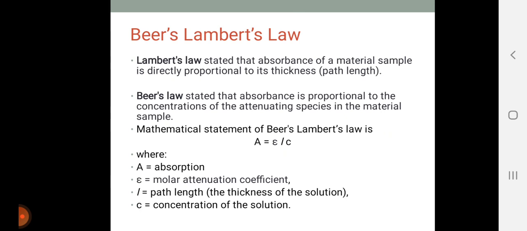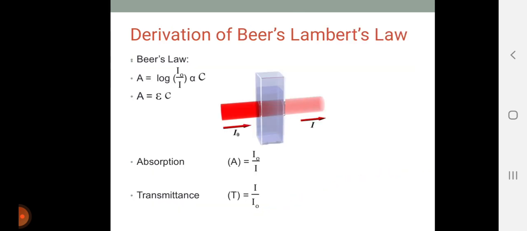Beer-Lambert's law. Lambert's law stated that the absorbance of a material sample is directly proportional to its thickness, which is known as path length. Beer's law stated that absorbance is proportional to the concentration of the attenuating species in the material sample. The mathematical statement of Beer-Lambert's law is A equals epsilon l c, where A is absorbance, epsilon is the molar attenuation coefficient, l is the path length, the thickness of the solution, and c is the concentration of the solution. Derivation of Beer-Lambert's law.